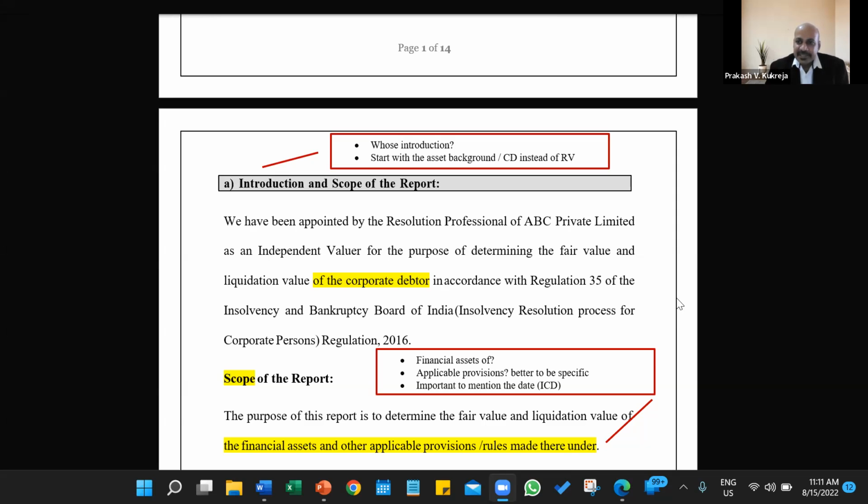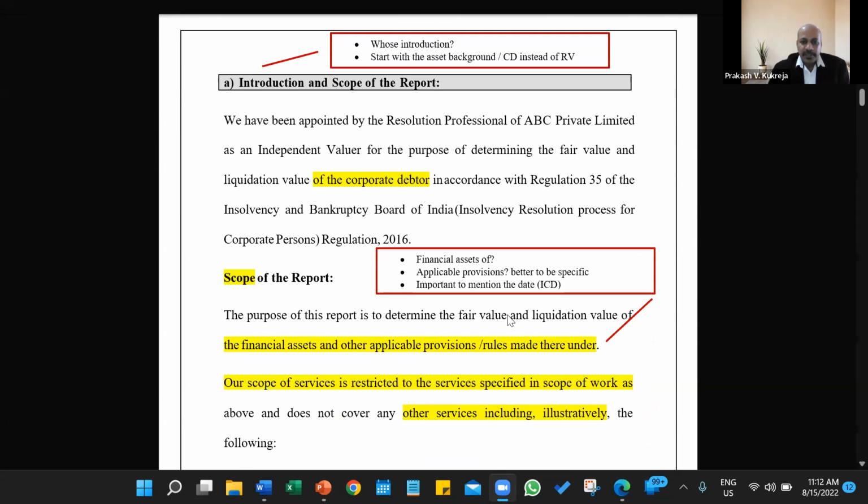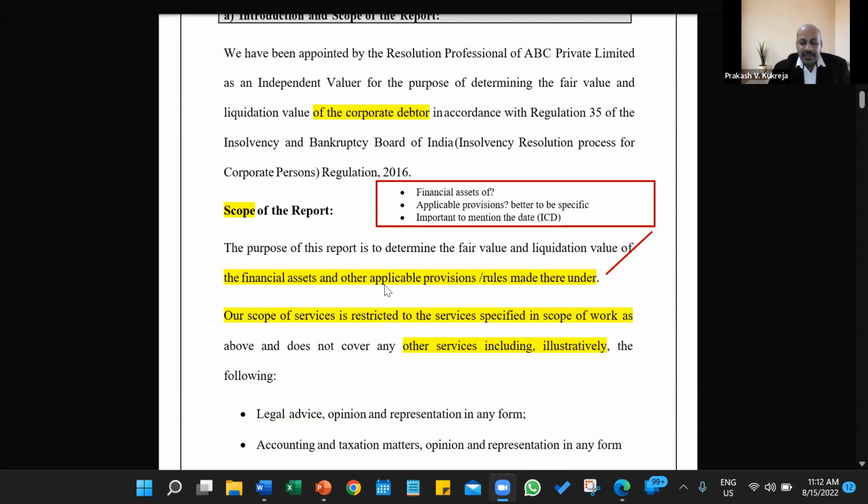So here, in this case, as an SFA RV, my suggestion would be that first you introduce ABC Private Limited, what exactly they are. And then we can talk about the scope also. Moving on, if you see the scope here, I'll just read out what is highlighted in yellow, because those are important points.